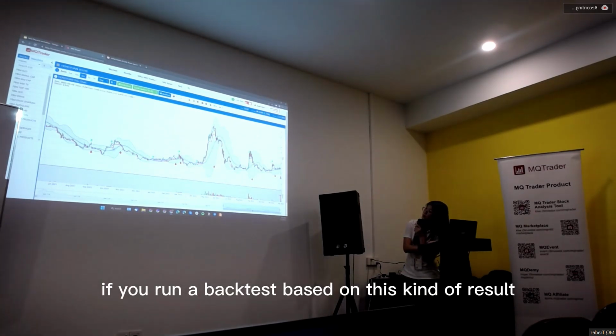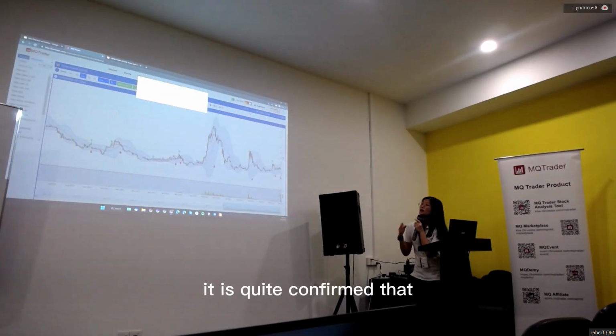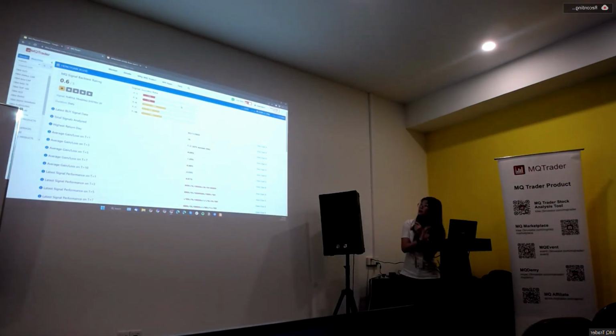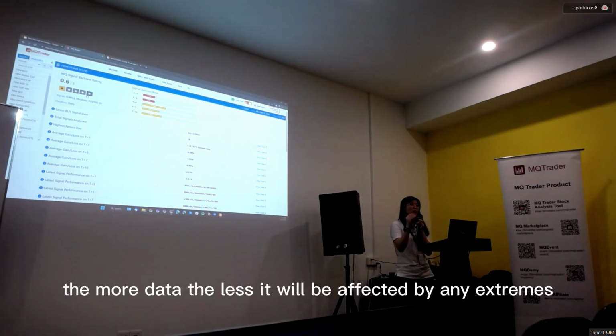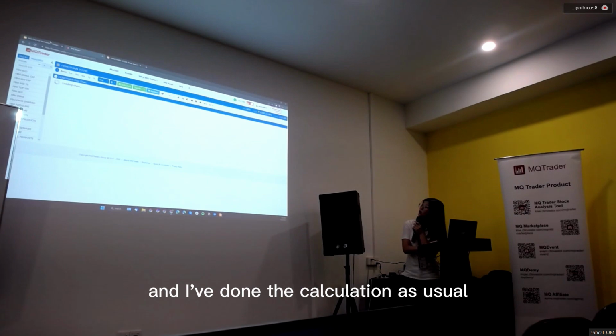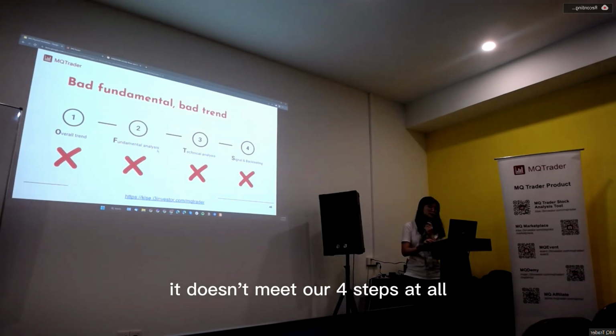If you run a backtest based on this kind of result, it is quite certain that the backtest result will not be good either, because it doesn't show consistent profit. It doesn't show a consistent winning trade. The backtest result is 0.6. It used a lot of data, 90 data points. The more data, the less it will be affected by any extremes. So this is the quantitative data that we want to get. This is not a good backtest result. And I've done the calculation as usual. Getting back to the 4 steps, it doesn't meet our 4 steps at all.